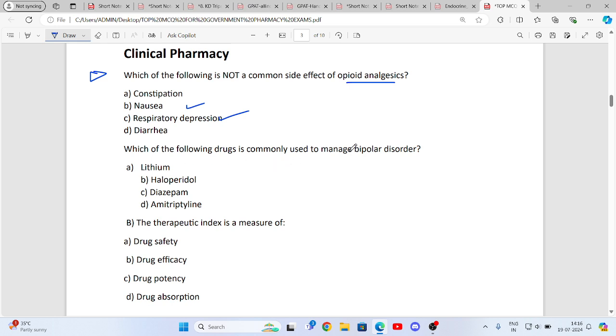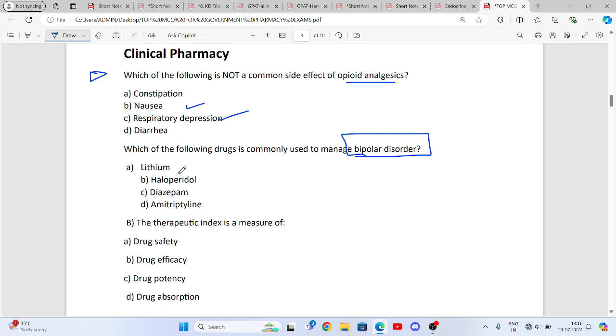The next, which one of the following is most common in bipolar disorder? Bipolar disorder is characterized by extreme excitation or extreme depression. Glutamate, serotonin and acetylcholine levels, these are the neurotransmitters majorly involved. So the right answer here is lithium. And lithium is given as a carbonate salt.